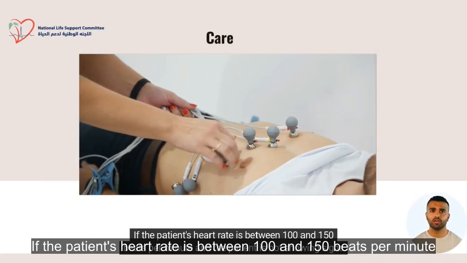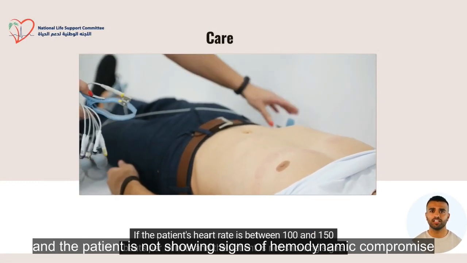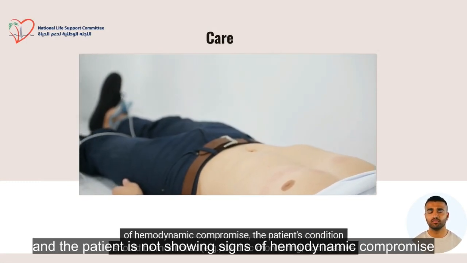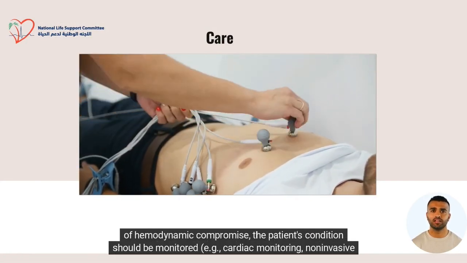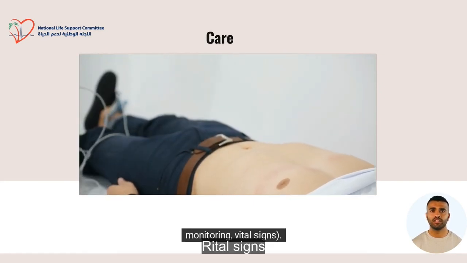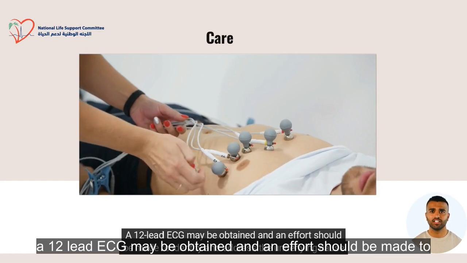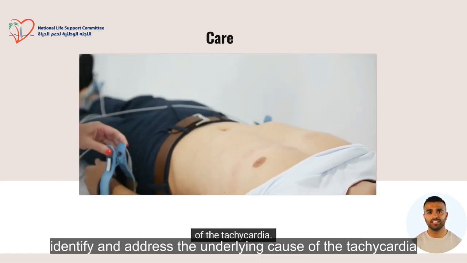If the patient's heart rate is between 100 and 150 beats per minute, and the patient is not showing signs of hemodynamic compromise, the patient's condition should be monitored. For example, cardiac monitoring, non-invasive blood pressure, monitoring vital signs. A 12-lead ECG may be obtained and an effort should be made to identify and address the underlying cause of the tachycardia.